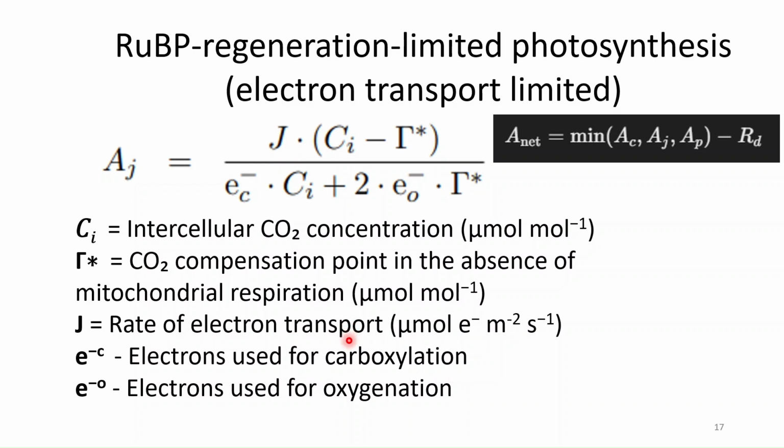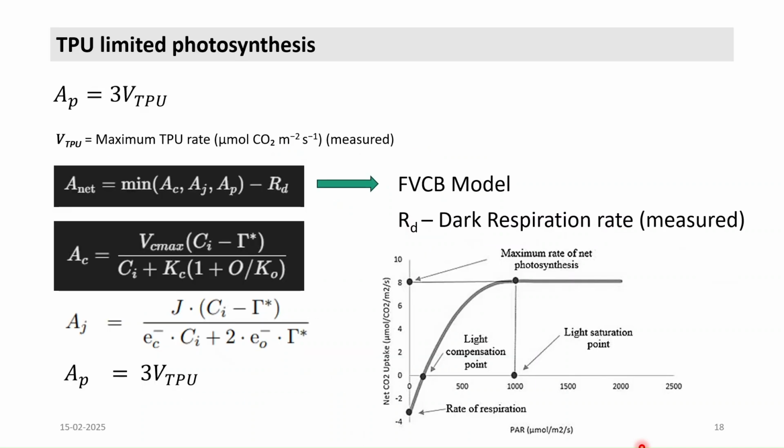That is, J is the rate at which electron transport is occurring. And the E terms are the amount of electrons that are used for carboxylation and the amount of electrons that are used for oxygenation. That is, when photorespiration is occurring, RuBP is combining with oxygen. So how many electrons are used for this oxygenation process and how many electrons are used for this carboxylation process is what these E terms represent. Basically, the amount of electrons used during carboxylation and oxygenation. So this is how the RuBP regeneration limited photosynthetic rate is depicted.